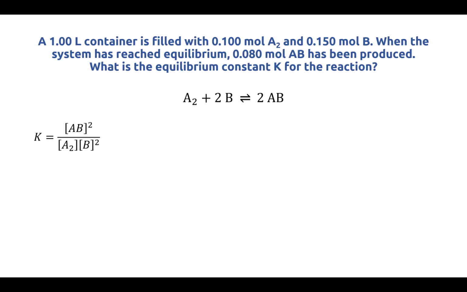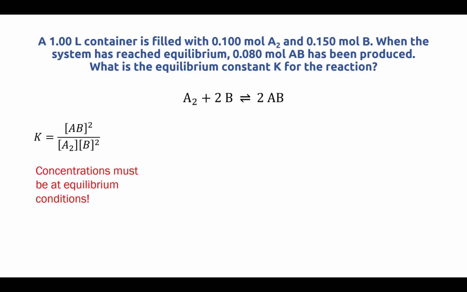So this is the equation for calculating K. We take the product concentrations and put them in the numerator. We take the reactant concentrations and put them in the denominator. And the exponents are the coefficients from the equation. So because AB has a 2 coefficient, it gets squared. And because B has a 2 coefficient, it also gets squared. Now, the important thing is that these concentrations must be at equilibrium.